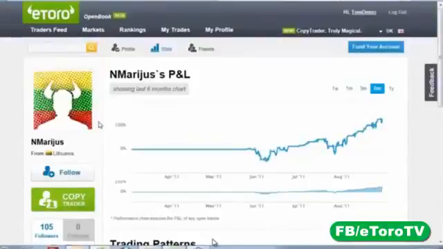That was the case until we launched the open book. Now we allow you to trade exactly like Marius and his professional friends by linking your accounts to theirs. And it's as simple as that.